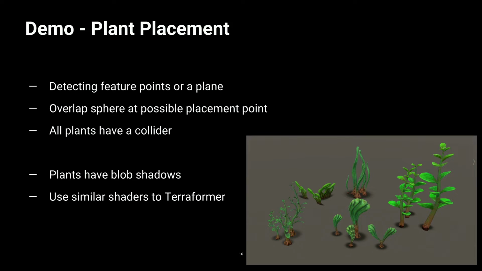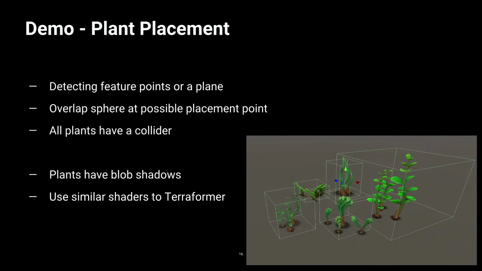And then from there, we're doing an overlap sphere to check if any of the plants are nearby. And I've actually attached colliders to all of the plants so that they don't start to overlap. So as I'm scanning around, we're looking at those feature points, we place a plant there, and then as we move it around, or the next frame, we're doing an overlap sphere. If it doesn't overlap with any of the already placed plants, then we go ahead and place another one.